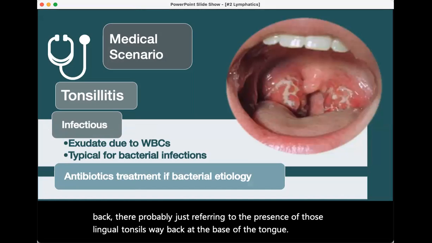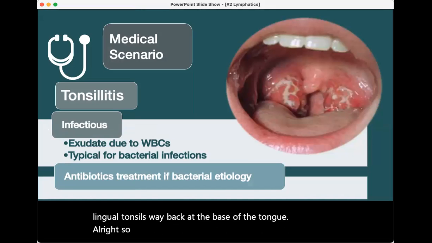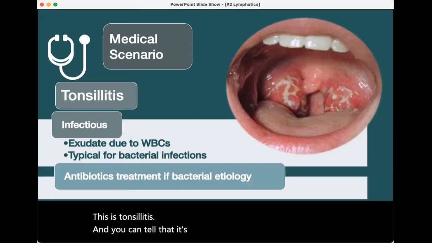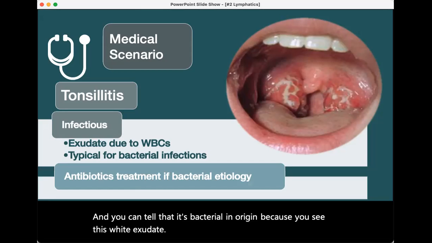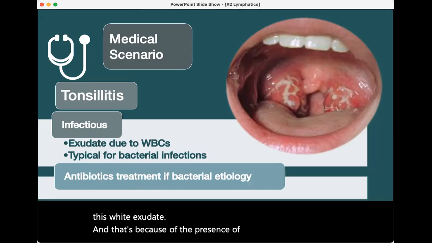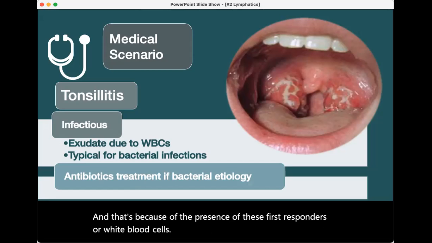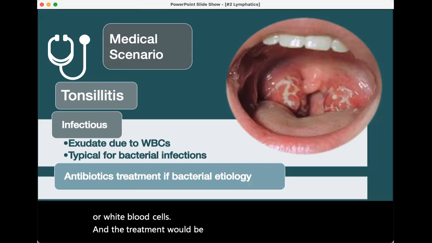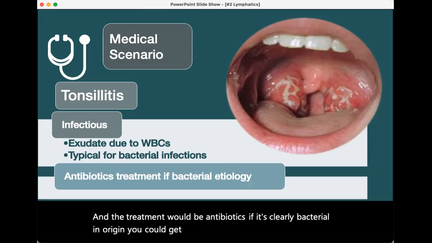All right, so a case presentation or example, medical scenario. This is tonsillitis. And you can tell that it's bacterial in origin because you see this white exudate. And that's because of the presence of these first responders or white blood cells. And the treatment would be antibiotics if it's clearly bacterial in origin. You could get a swab and check.